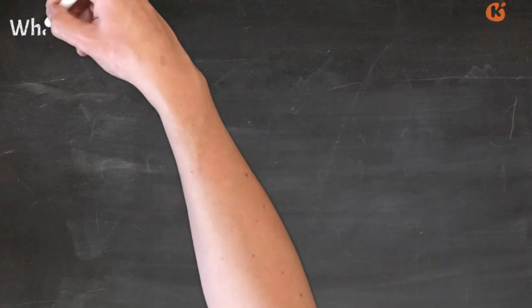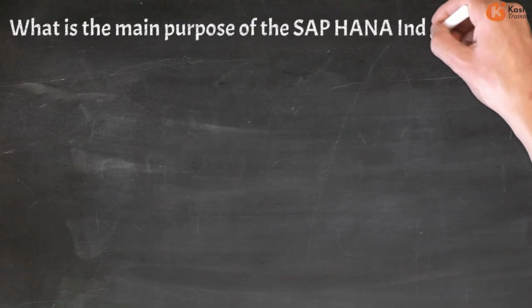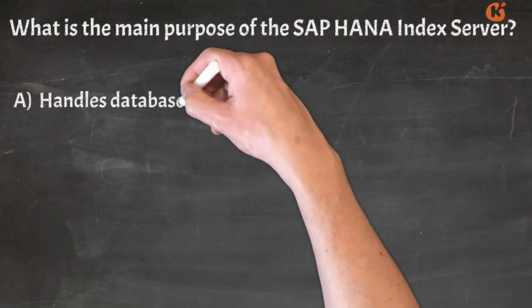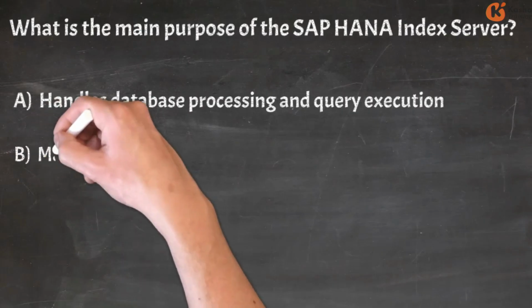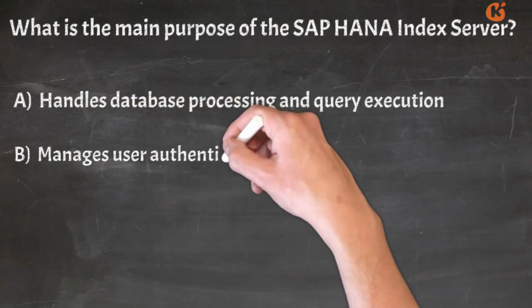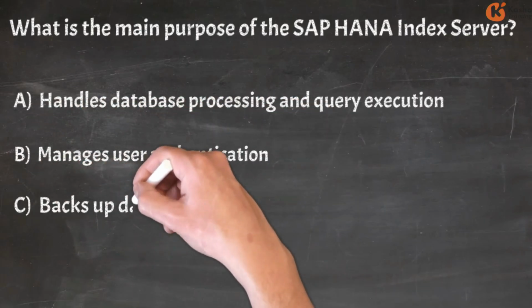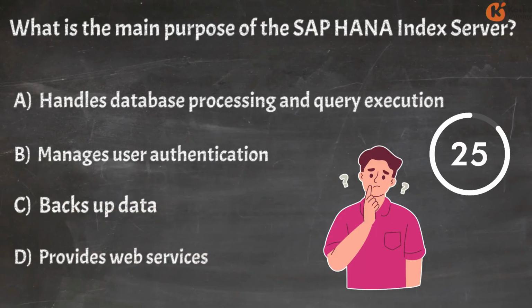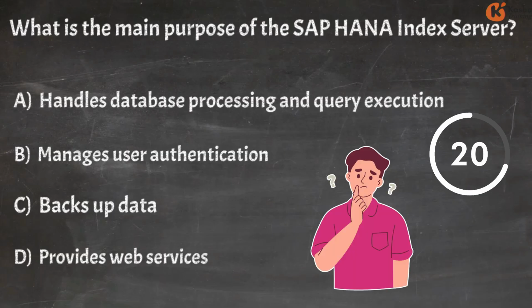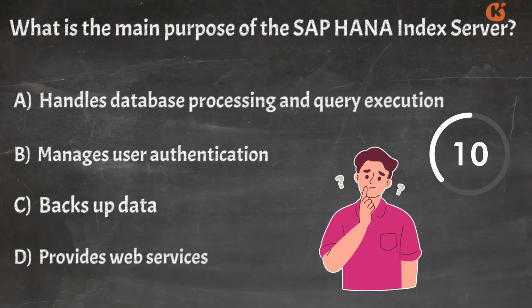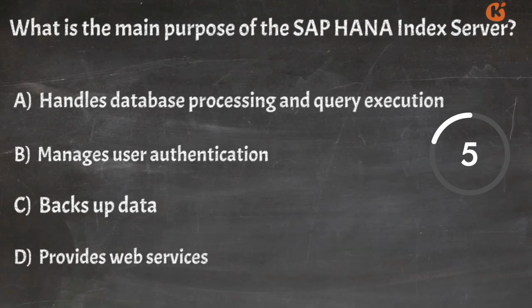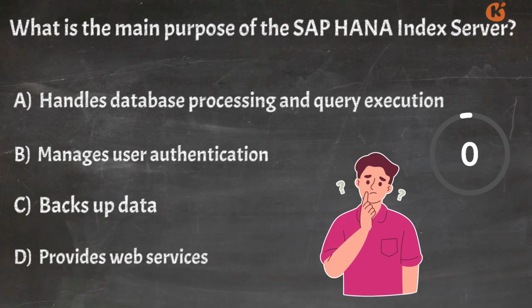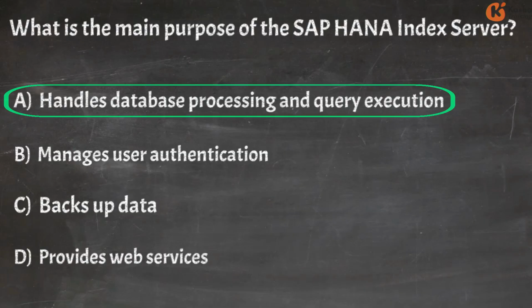Question 13. What is the main purpose of the SAP HANA Index Server? A. Handles database processing and query execution. B. Manages user authentication. C. Backs up data. D. Provides web services. Correct answer A. Handles database processing and query execution.